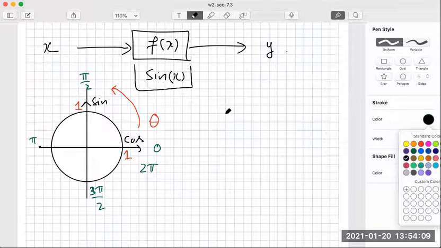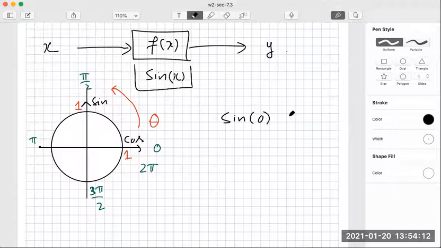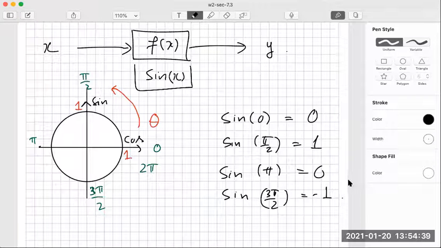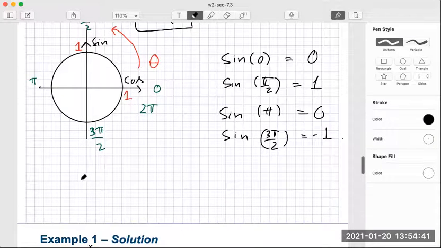And the graph of this function, the sine function. So tell me, what is sine of 0? Very good. How about here, pi over 2? Very good. How about sine of pi? Okay. And sine of 3 pi over 2? -1, right? Very good.